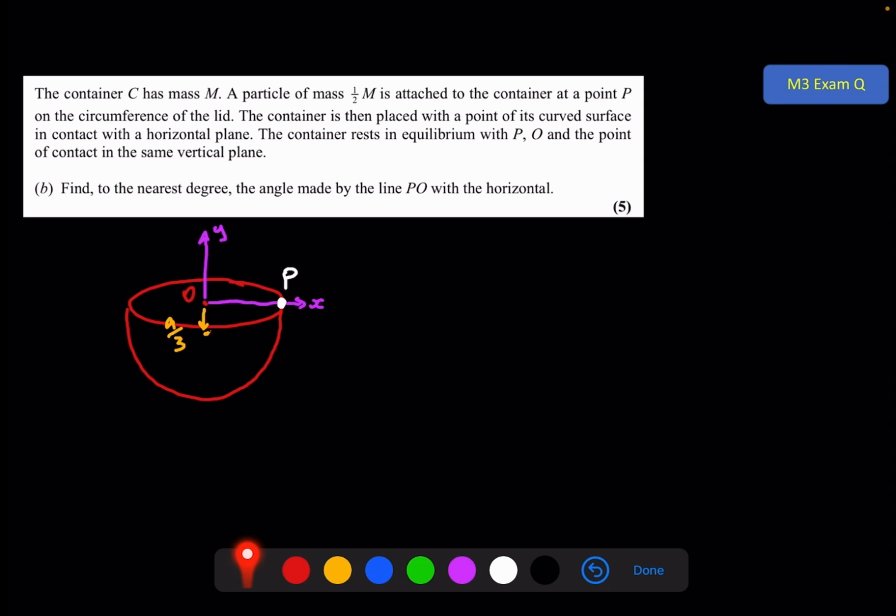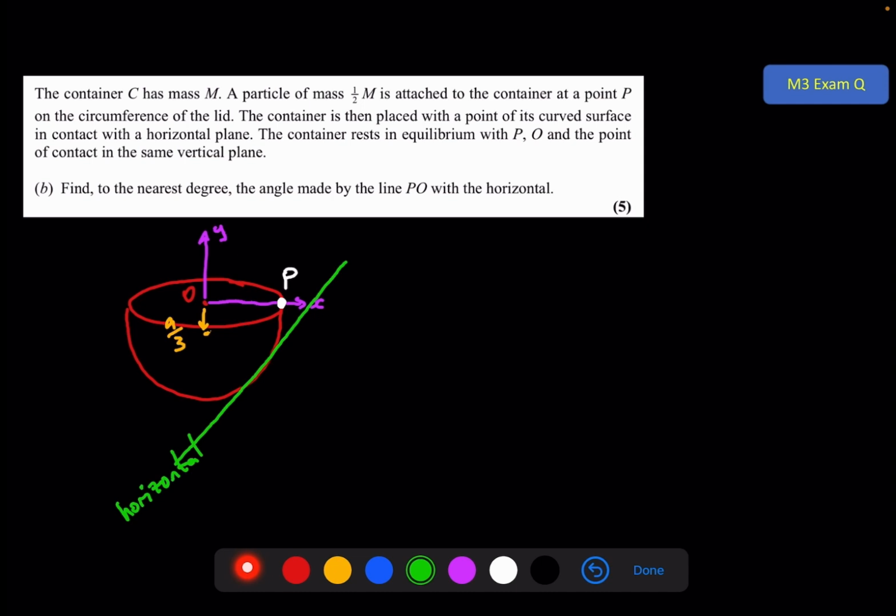Then it's placed in contact with a horizontal plane, and if you imagine the plane here with a mass put on the point P here, obviously this is going to tilt. But as usual, instead of redrawing it, I'm just going to shift how I draw my vertical and horizontal. So I'll draw the horizontal here, like this. So this is the horizontal.